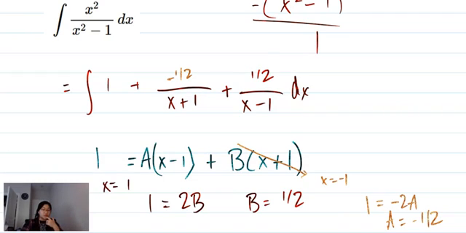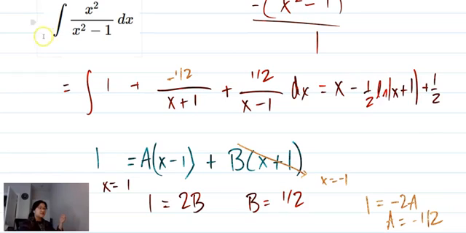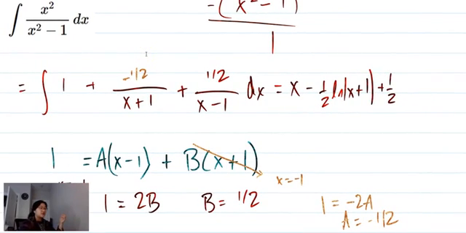And so what do we do from there? Well, that we can handle. So the x still comes out. We have a negative 1/2 natural log absolute value x plus 1 plus 1/2 natural log absolute value x minus 1 plus c.